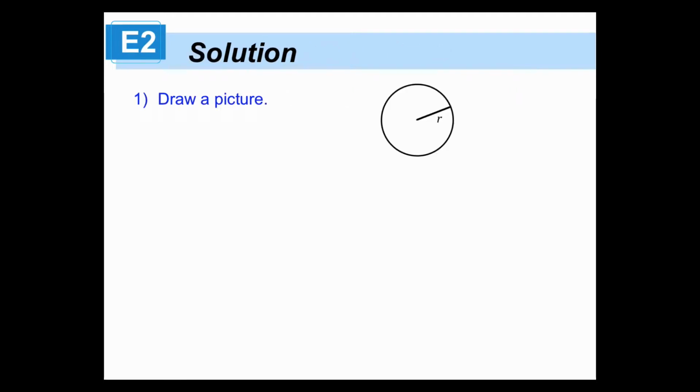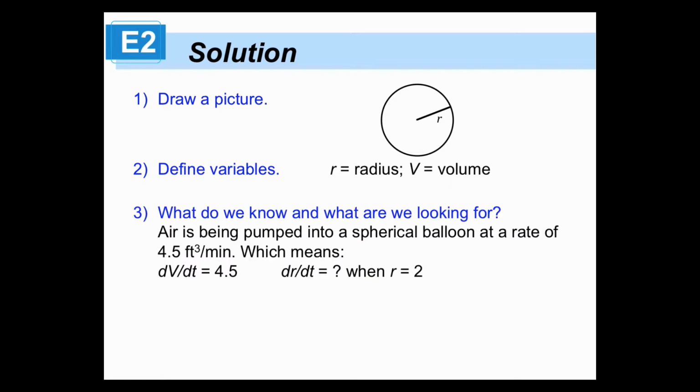Step number 1, draw a picture. There's my balloon. I'm not a great artist. I also introduced a variable. What do you think that variable stands for? Yeah, the radius. I'm also using V for volume, because that's what we're dealing with. The volume of the balloon as it relates to the radius. Pretty simple so far.